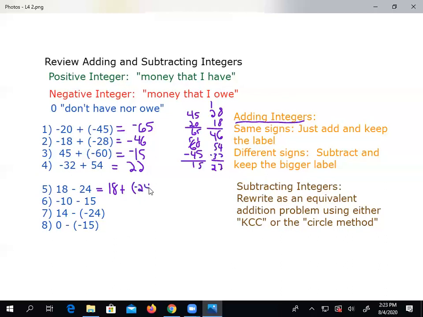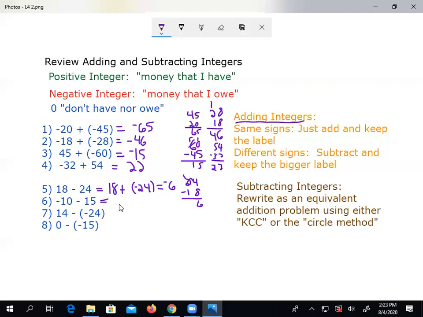So once I change it to an addition problem, I follow the rules of addition. Since the signs are different, this is a subtraction problem. So 24 minus 18, we can kind of borrow there, and 14 minus 8 would be 6. So we would end up with the 6. But remember, we got to keep the bigger label. And since I owe more money than I have, the bigger label says to keep it negative. So negative 6 is your answer there.